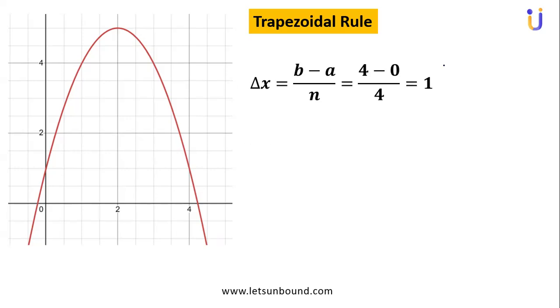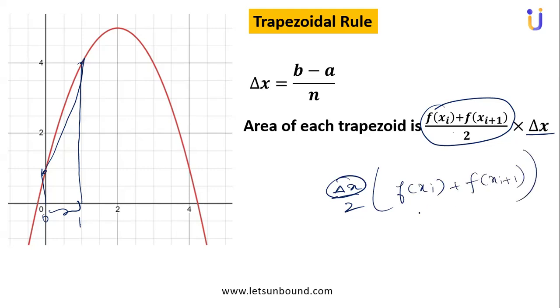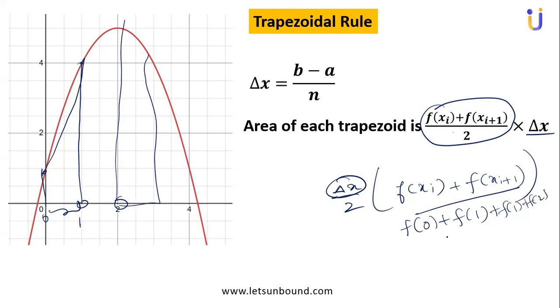So the better way to do it, let me show you. So del x divided by 2, anyway, del x is fixed. And only this will change, f of xi plus f of xi plus 1. This will be changing. If you take the first interval, it's f of 0 plus f of 1. Then for the second one, it's f of 1 plus f of 2. And the next one, it's f of 2 plus f of 3.